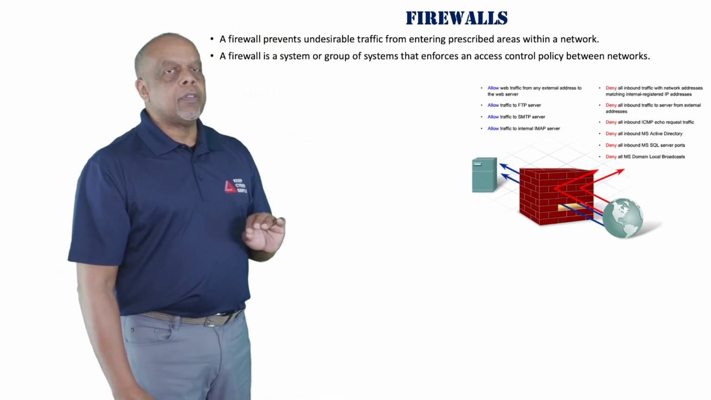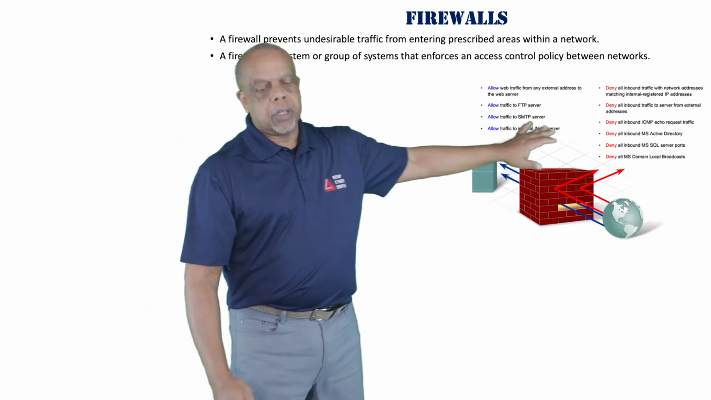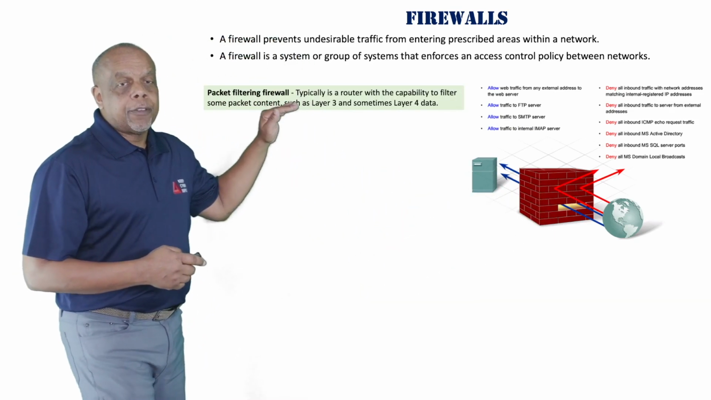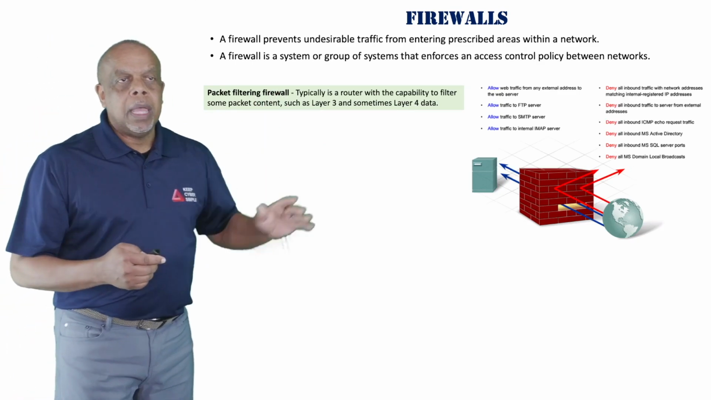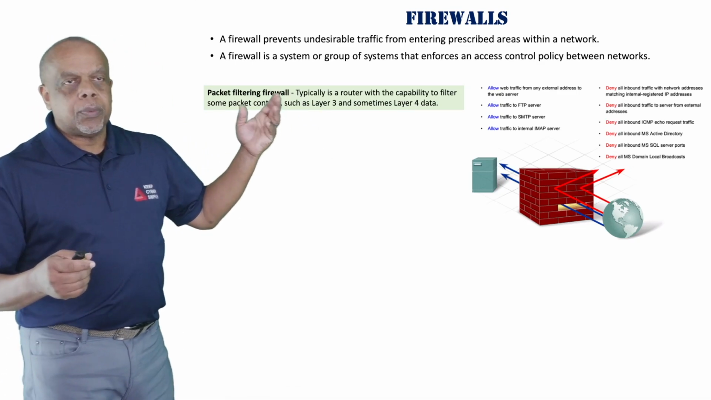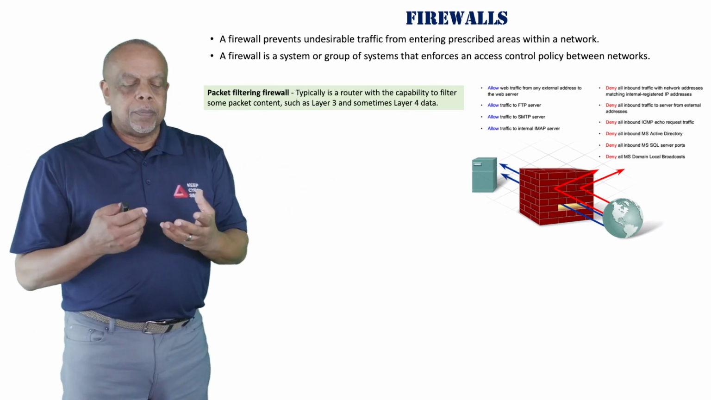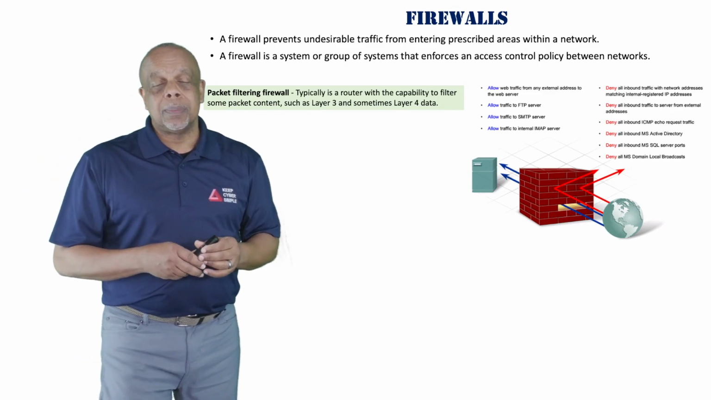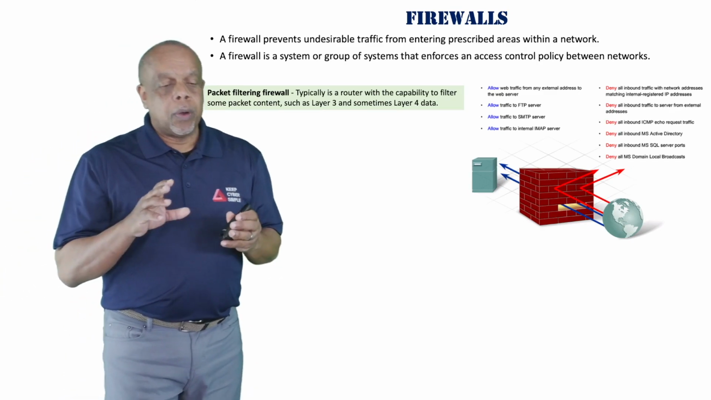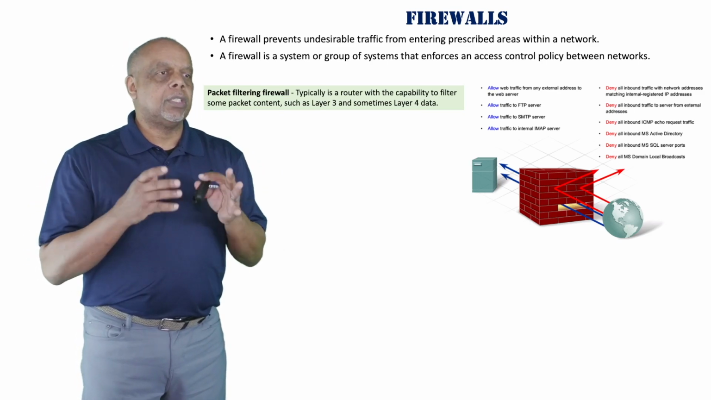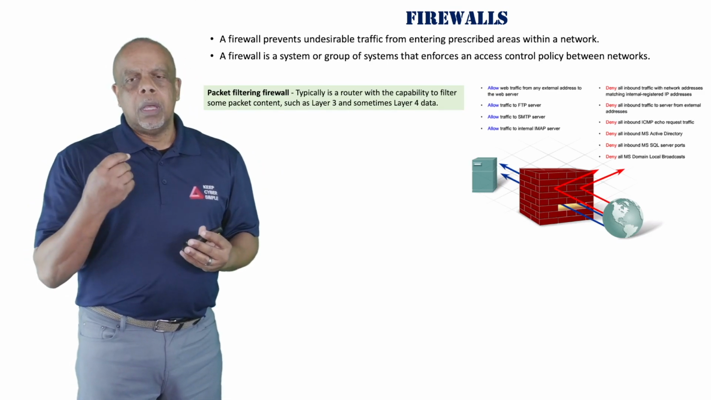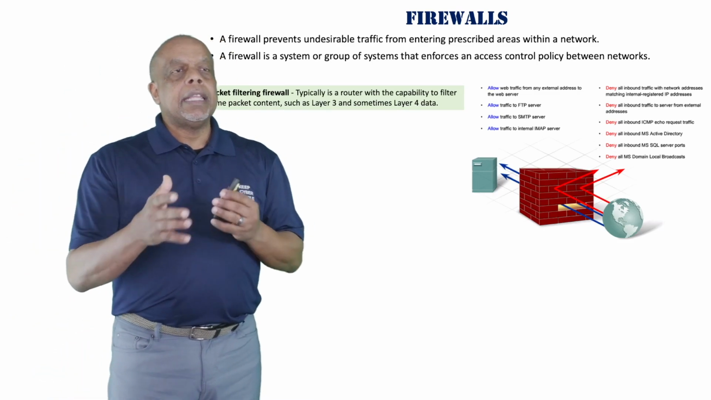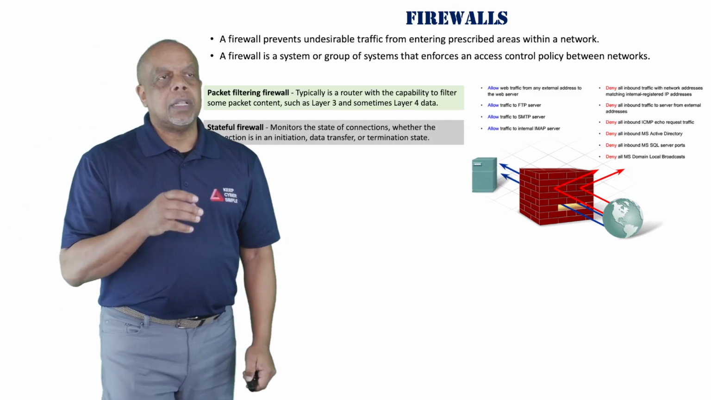So that's the beauty of a firewall, that you can become very granular on how to do those types of things. Different types of firewalls: like I say, we have packet filtering firewalls. What is a packet filtering firewall? Actually, it's a router with the capability to filter some packet content. Typically, these work at layer 3, sometimes layer 4, where we're looking at either IP addresses or some type of protocol or port, the destination or source ports, and it's able to make decisions based on layer 3 information.